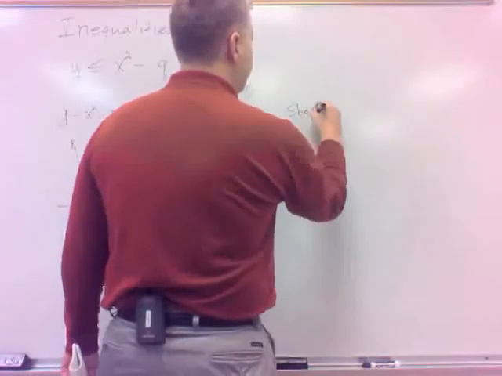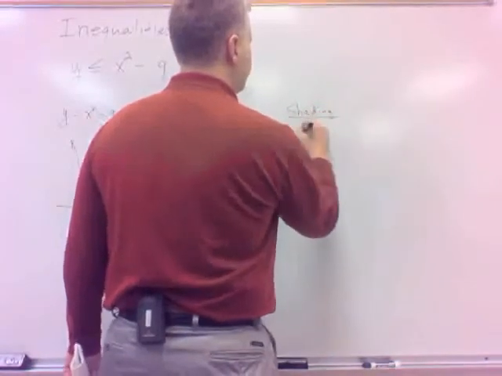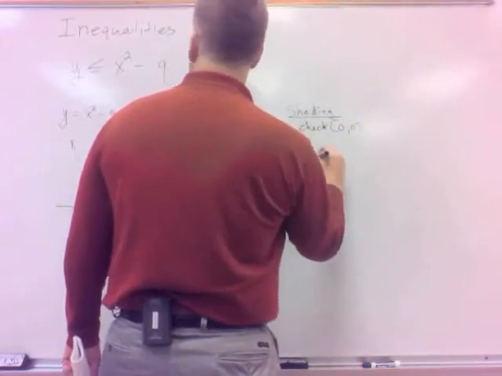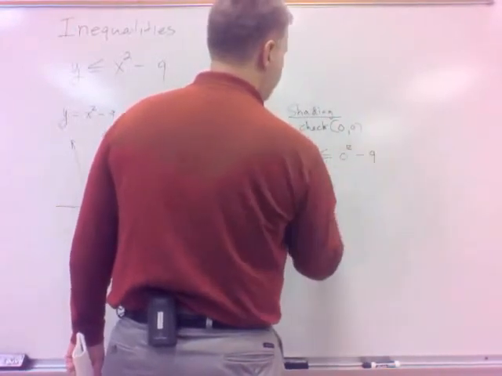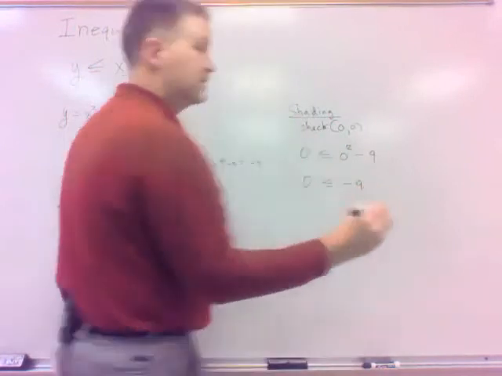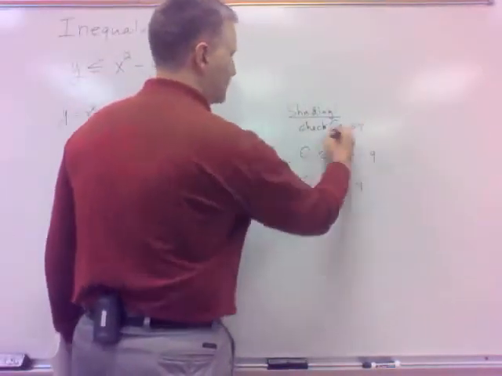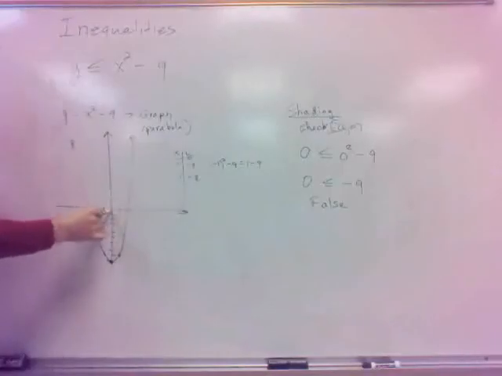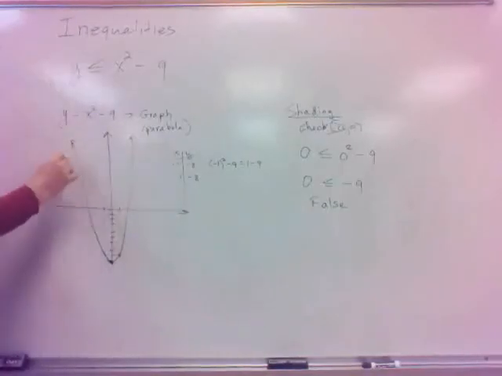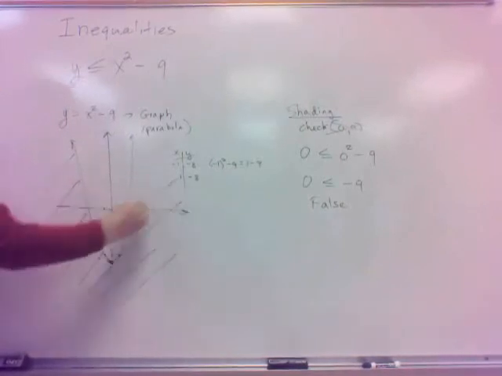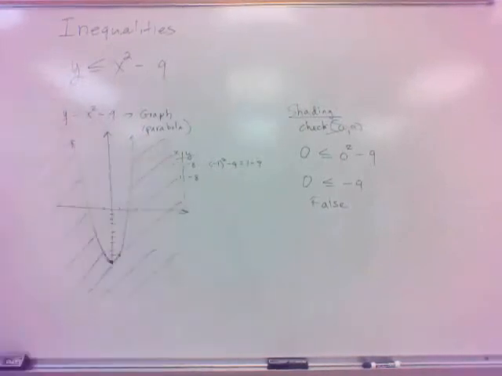So for the shading here, let's check 0, 0. 0 is less than or equal to 0 squared minus 9. 0 is less than or equal to negative 9. That's false. So 0, 0 doesn't work. So I wouldn't shade inside because I would be shading 0, 0. So where would I shade? Shade on the outside. Okay? So it's the parabola and then everything shaded outside of it. All right. Question number 2.